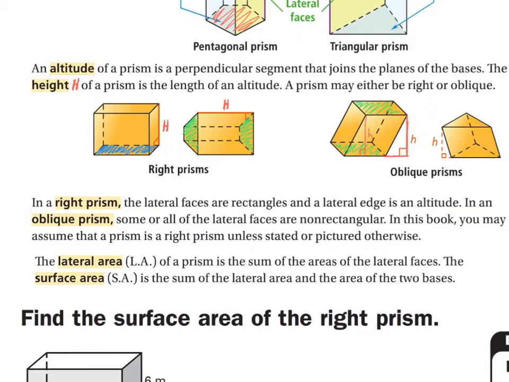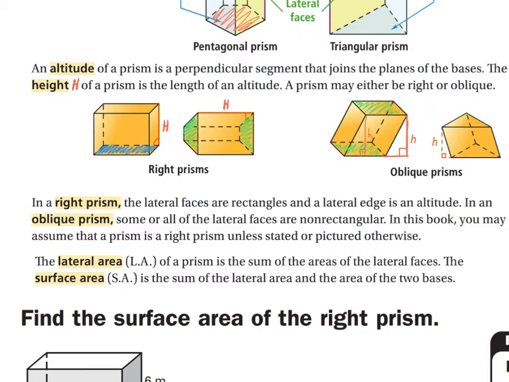All these rectangles added together is the lateral area. But if I want the surface area, I have to take my lateral area plus my 2 bases. I want the entire surface. Think of it as trying to wrap this with the minimum amount of wrapping paper. I would have a perfectly cut pentagon to put on here, a perfectly cut pentagon to put on there, and of course perfectly cut rectangles to go around the sides.